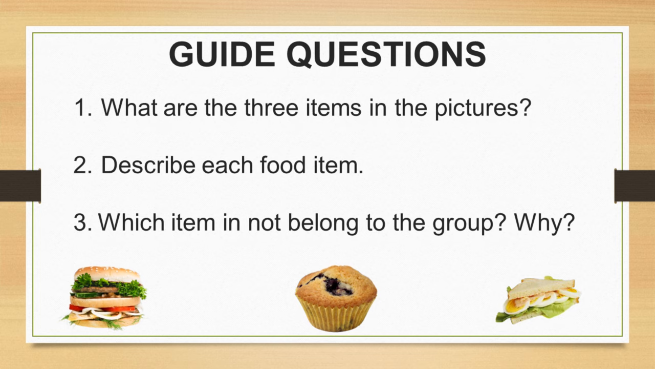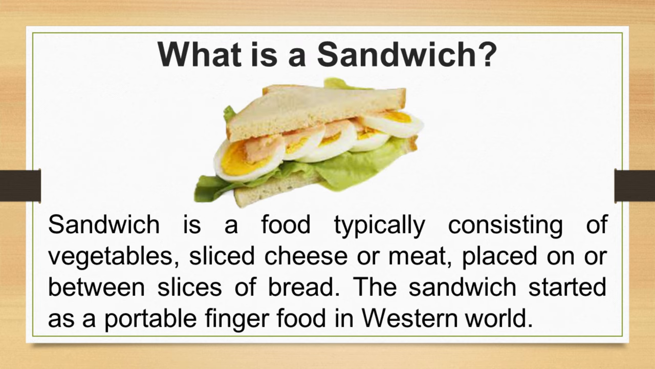Why? The 3 items are food items: hamburger, cupcake, and sandwich. Among these 3 food items, cupcake does not belong to the group, since hamburger and sandwich contain fillings such as meat products and vegetables. What is a sandwich? Sandwich is a food typically consisting of vegetables, sliced cheese or meat, placed on or between slices of bread. The sandwich started as a portable finger food in the Western world.